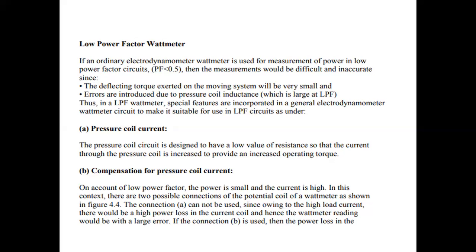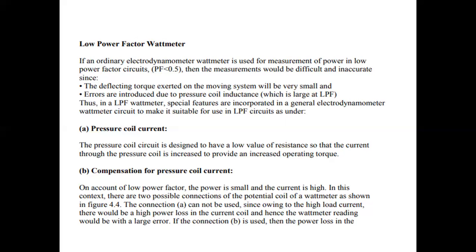Second modification is compensation for pressure coil current. Suppose the pressure coil current increases; this will be compensated by using another current. On account of low power factor, the power is small and the current is high. Because the power is constant, the product of I into cos phi is always constant. That's why if the power factor decreases, then the current flowing in that circuit should increase.